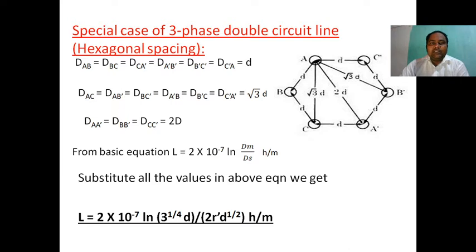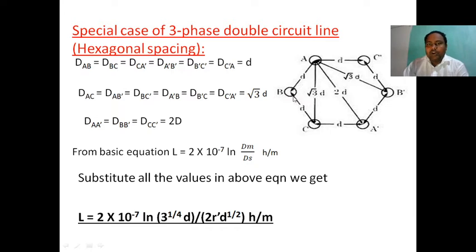In the previous session, we learned about a special case of the three-phase double circuit line, especially hexagonal spacing. What is hexagonal spacing? All six bases have the same distance d. The distance between A to C is 2 root 3 times d. The distance between A to A dash is 2d. A to B dash is root 3 times d.